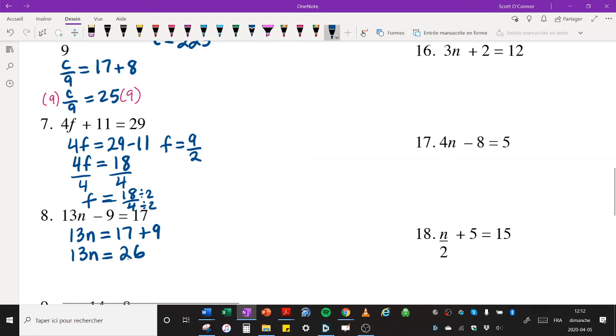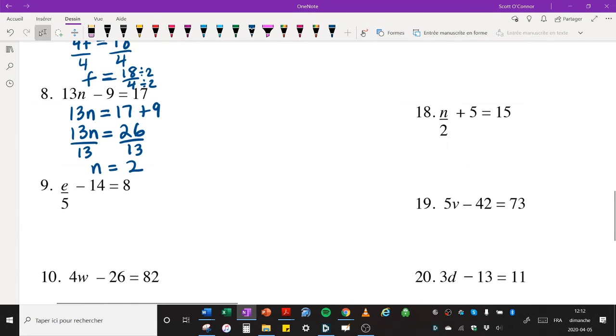Now I have multiply by 13 is in the way of getting n by itself. So what do I do? I divide both sides by 13. n therefore is equal to 2. Looking at number 9, e over 5. e divided by 5 minus 14 is equal to 8.